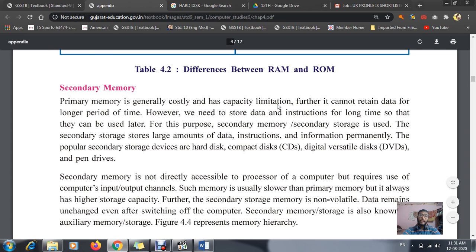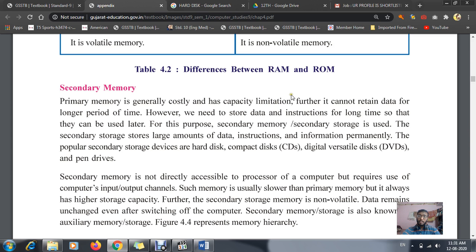That means this textbook is an older one, that's why they are saying it is costly and has a capacity limitation. Right now it is not so costly, it is cheap, and we are getting around 1 TB hard disks also. 1 TB means 500 GB plus 500 GB is equal to 1 TB. Just imagine such a big capacity hard disk we are getting in our market right now.